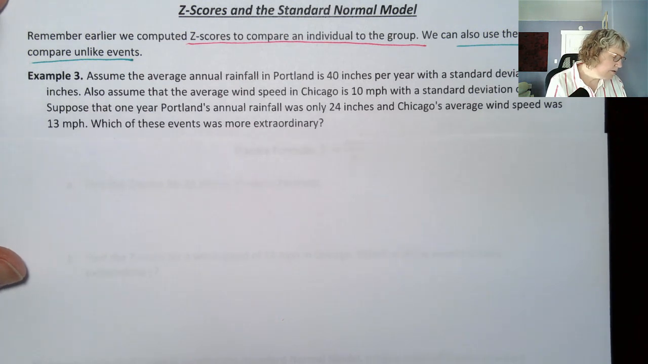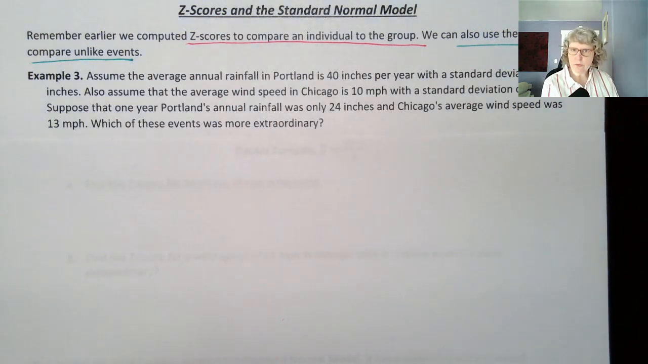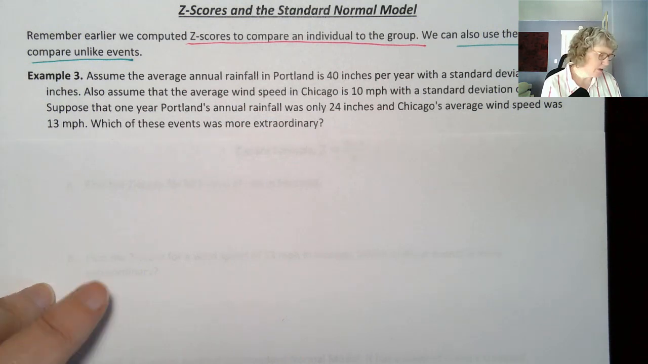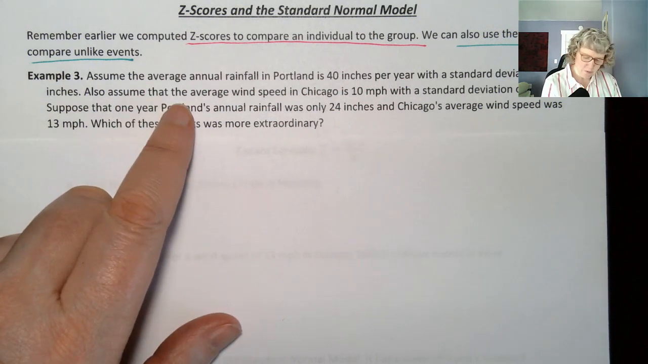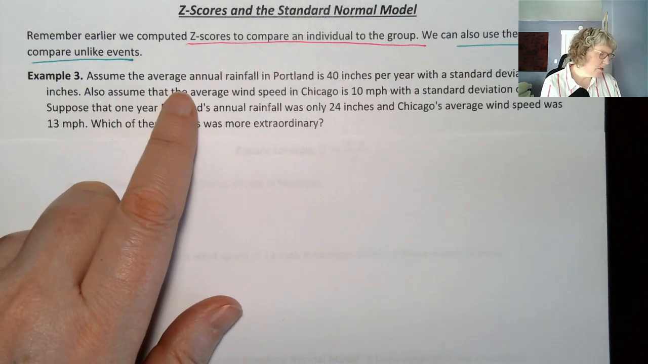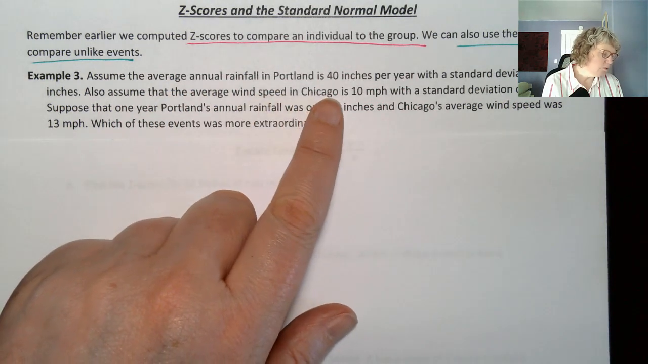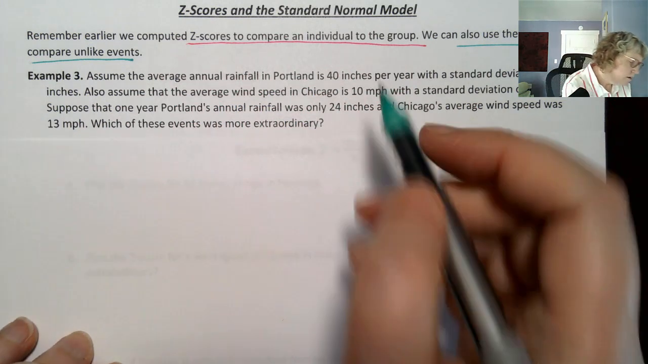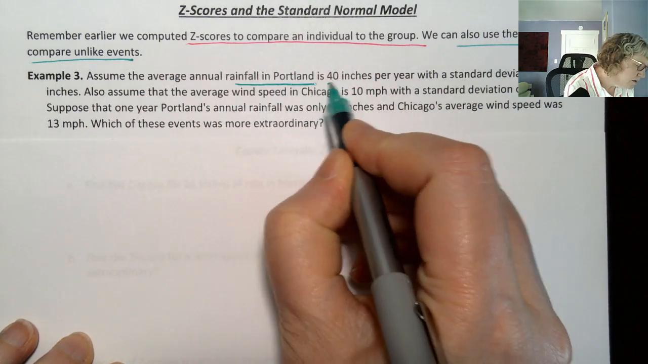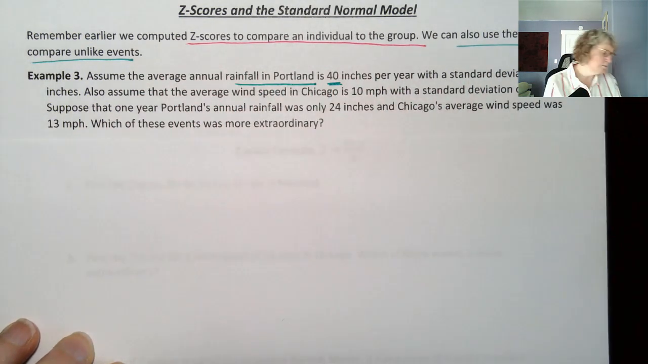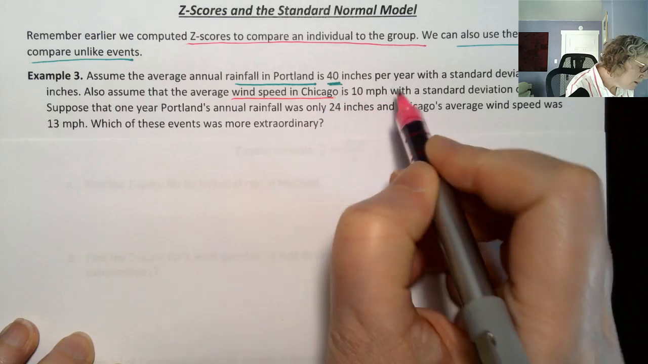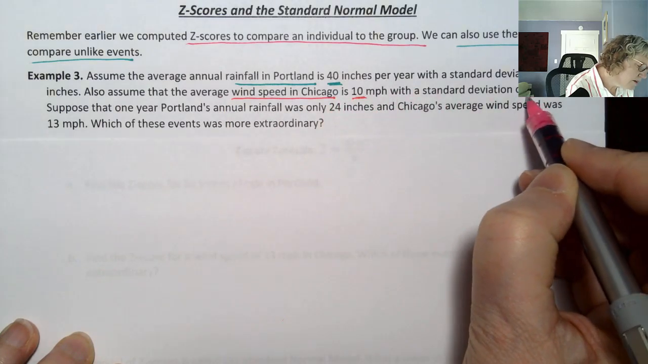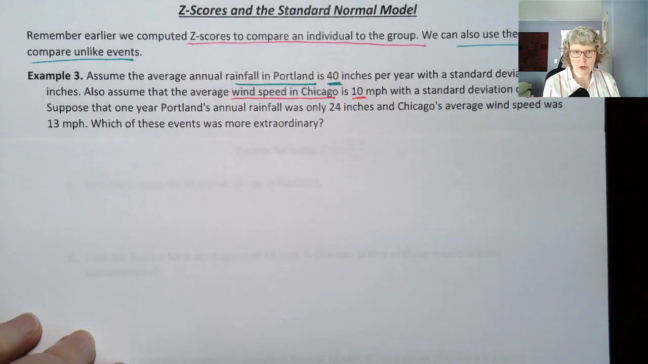Okay, so here's an example. We're going to continue with the rainfall and then add on to that. Assume the average annual rainfall in Portland is 40 inches a year with a standard deviation of 8 inches. So we've got rainfall in Portland, 40 and 8. Also assume that the average wind speed in Chicago is 10 miles per hour with a standard deviation of 2 miles per hour.